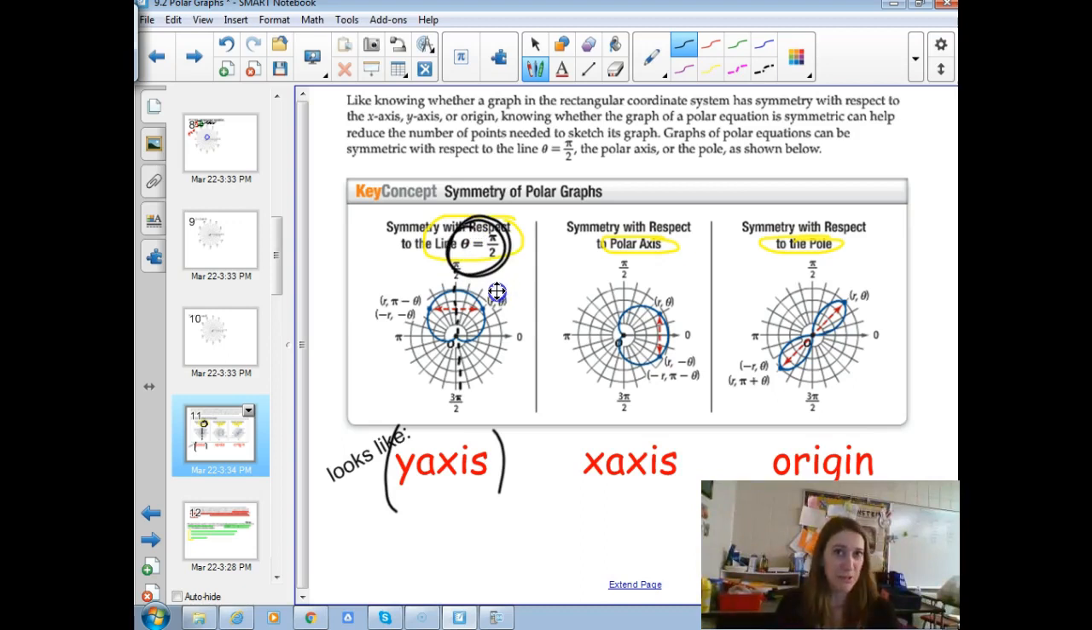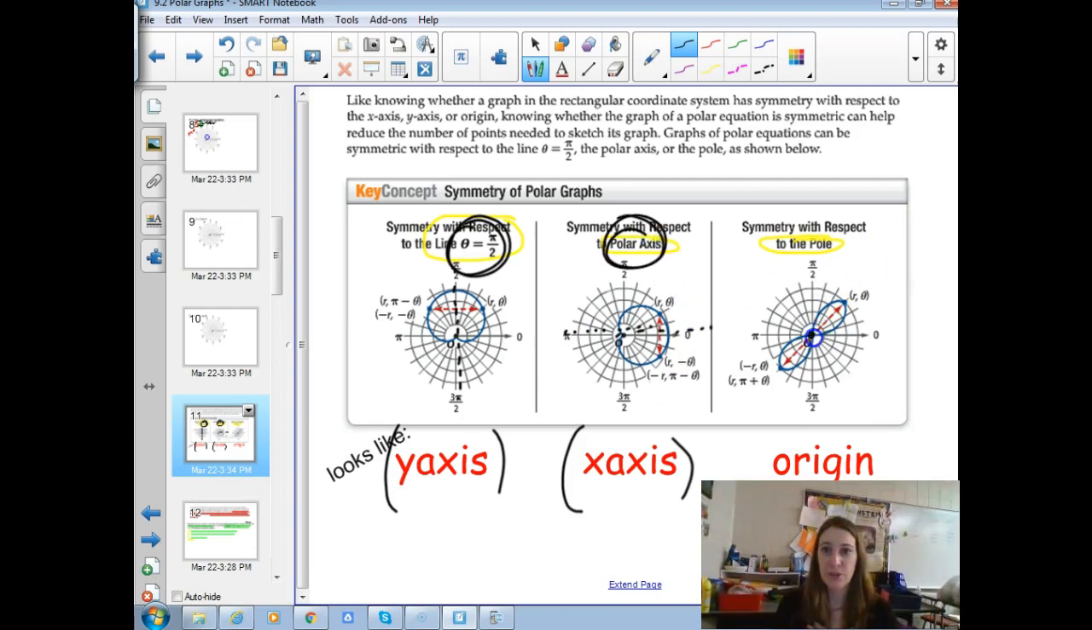That's the angle for theta there. So if it looks like that, then you say it has symmetry with theta equals pi over 2. I know that's kind of a mouthful, but that's what you've got to say. If it has what we used to call x-axis symmetry, you're going to see that we don't call it x-axis anymore. We call this the polar axis.